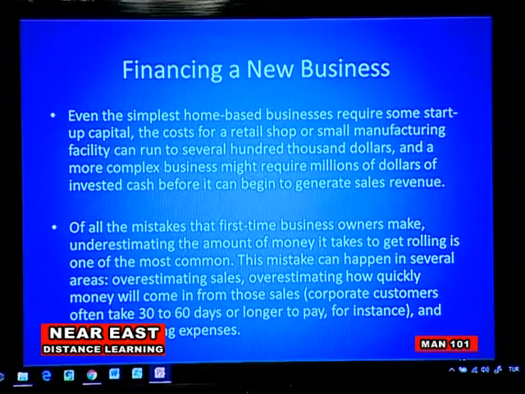Financing a new business. Even the simplest home-based businesses require some startup capital. The cost for a retail shop or small manufacturing facility can run to several $100,000, and a more complex business might require millions of dollars of invested cash before it can begin to generate sales revenue. Of all the mistakes that first-time business owners make, underestimating the amount of money it takes to get rolling is one of the most common.